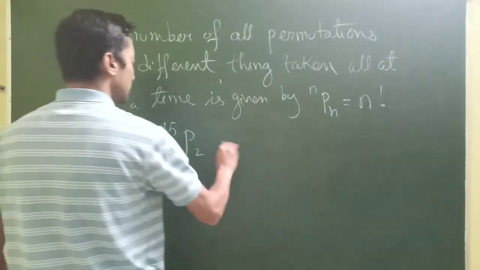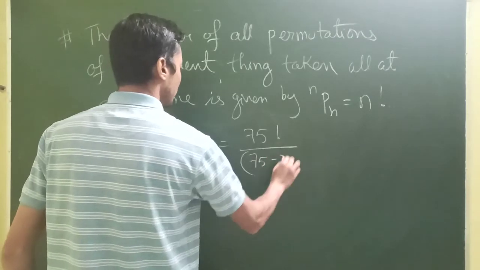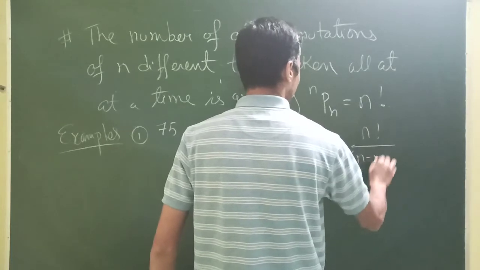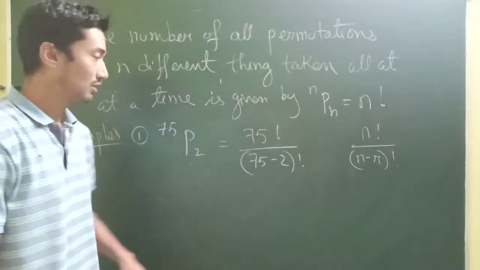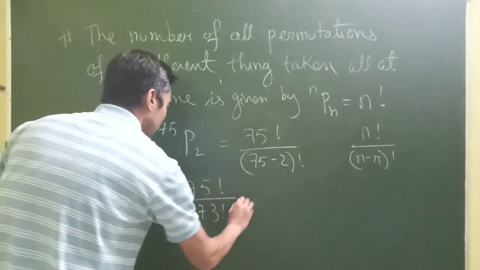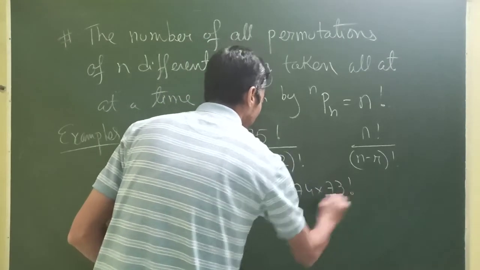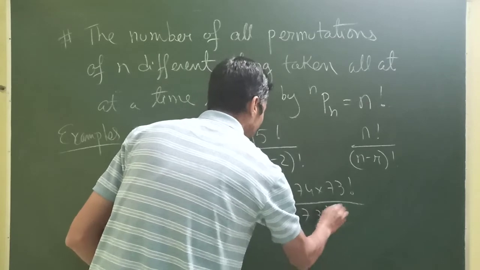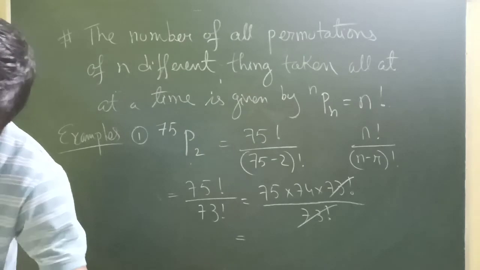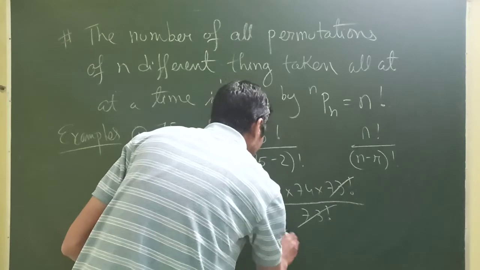Let's use the formula. 75 factorial divided by 75 minus 2 factorial. Because what was the formula? It was n factorial divided by n minus r factorial. And that's why I did this factorial, because it's important. So that will be 75 factorial divided by 73 factorial. So that will be 75 into 74 into 73 factorial, divided by 73 factorial, cancel. So what will be 75 into 74? That of course you can calculate for yourself and check. That will be 5550.